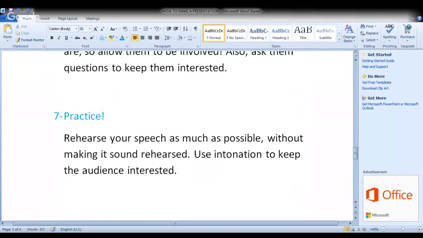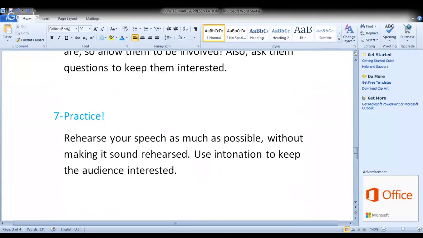Rehearse your speech as much as possible without making it sound unrehearsed. Use intonation to keep the audience interested. So this goes back to the first part, I think, about memorizing. You can memorize, but you can memorize with intonation, because as in my example before, we're here today to talk about a new product. If you don't use intonation, it's so boring and everyone will be asleep by the time you finish. You can't have that. You're representing your company, your department, and you need to be fantastic at what you're doing.